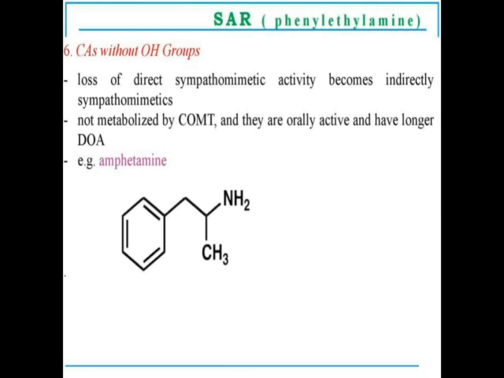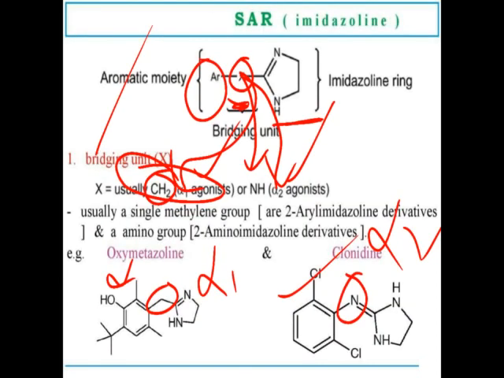You can see the example of amphetamine. There is absence of both the hydroxy groups. When both the hydroxy groups are absent, the drug becomes directly or indirectly acting. It is not selective for alpha and beta, or the activity for alpha and beta becomes less as compared to the drugs which have the hydroxy group at this position.